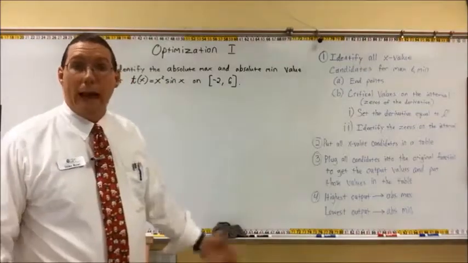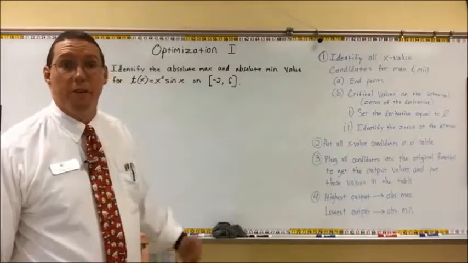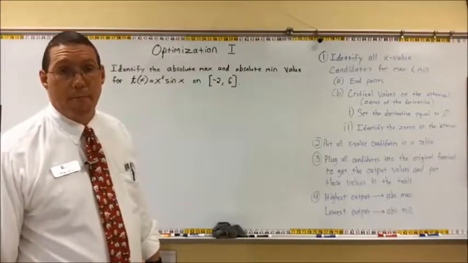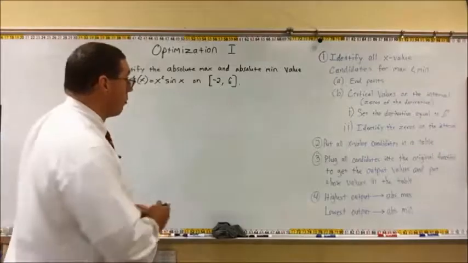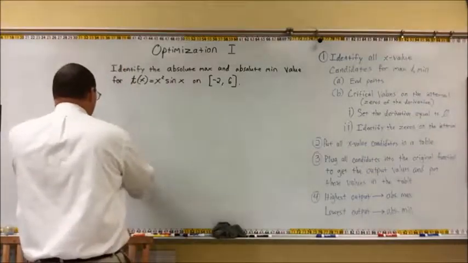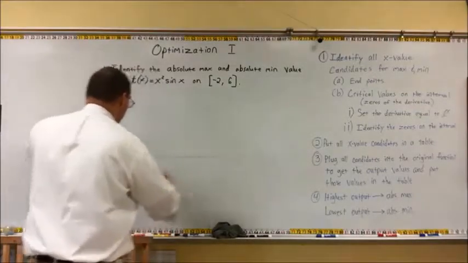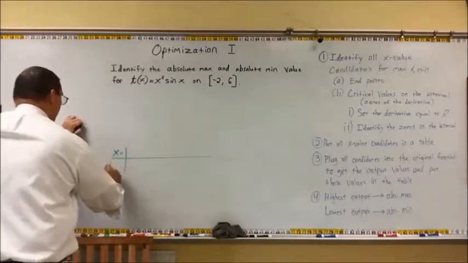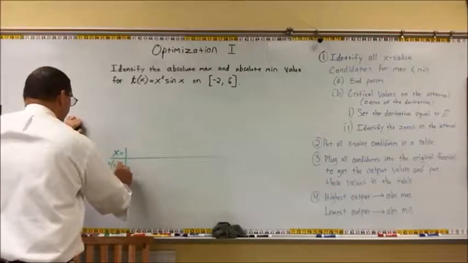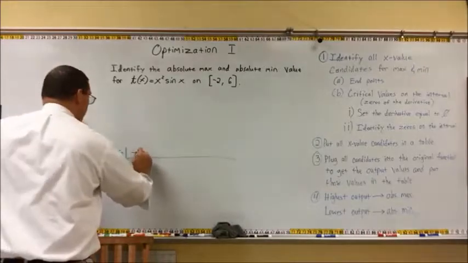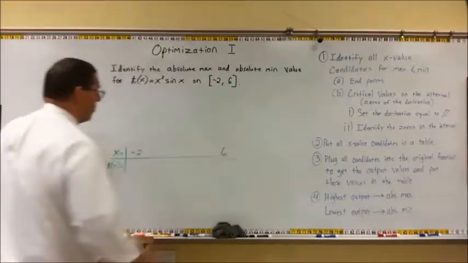So we can apply the extreme value theorem here. We are definitely going to find an absolute maximum and an absolute minimum. So let's start with our endpoints. Let's make our table. We have x equals, and we'll put our output values for t of x down here. And our endpoints are -2 and 6. So that's a good start.